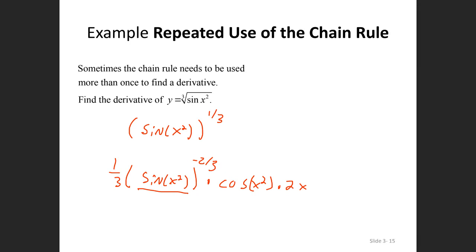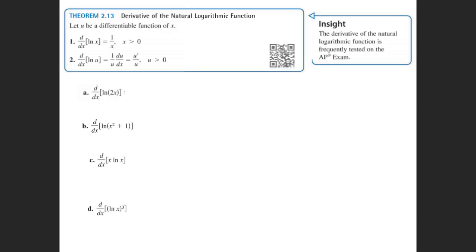Kind of crazy. So you're using the chain rule inside the chain rule inside of the chain rule. So it's really using the chain rule 3 times for a problem like that. All right, let's try a couple more.